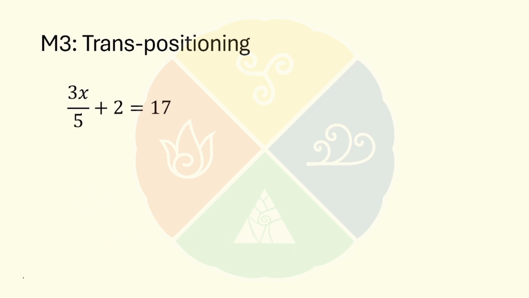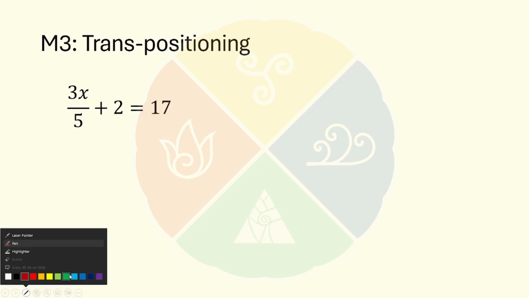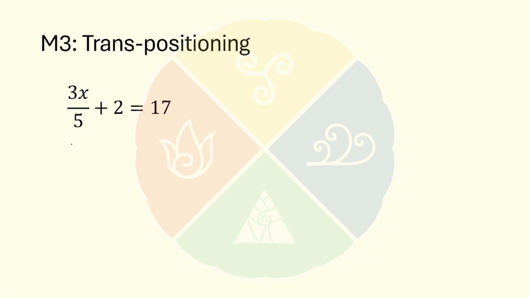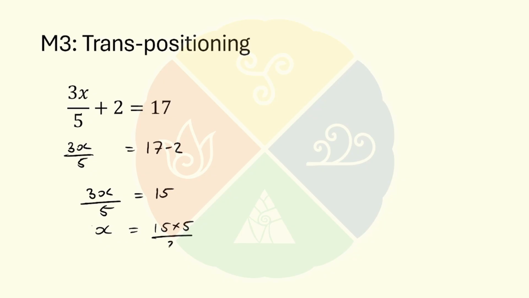Do this one, solve this. Plus 2 will become minus 2. Now, dividing 5 will become multiplying 5. Multiplying 3 will become dividing 3. If you do this, that is 5 into 5. That is 25. That's it. Simple.